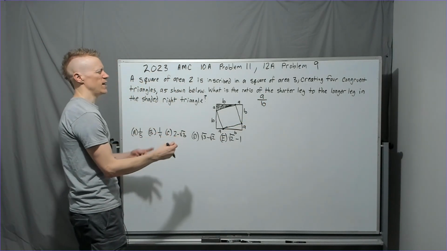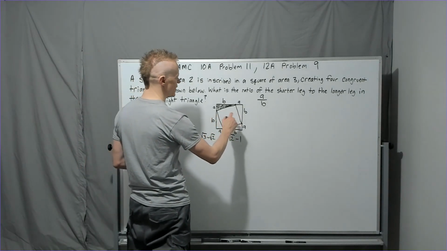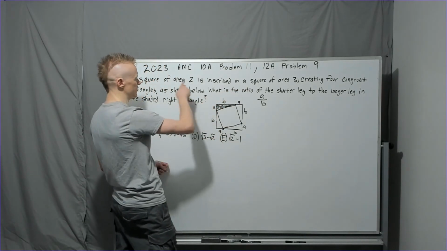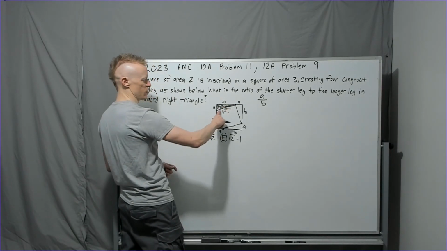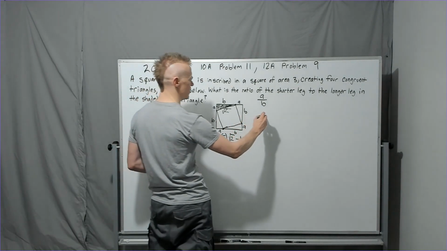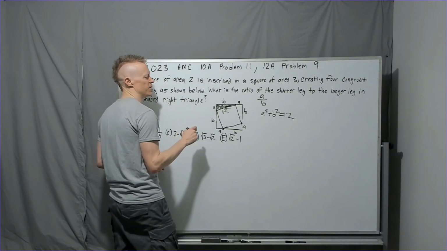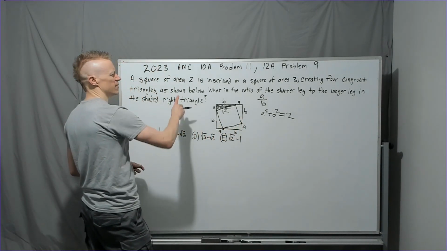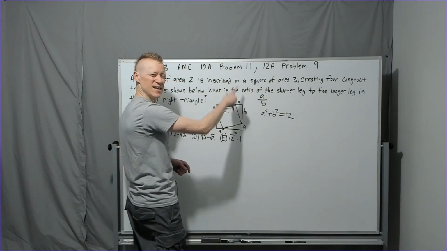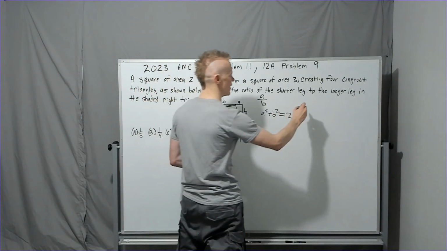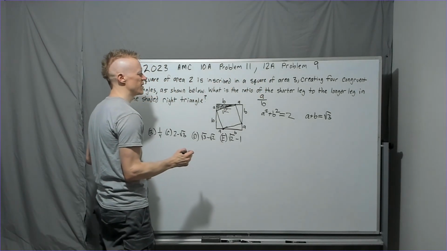Now, there's a number of ways that you can get some equations out of what's going on here. The first thing is that since the area of the inner square is 2, then this must be the square root of 2 on each edge. That would mean that a squared plus b squared is equal to 2 by the Pythagorean theorem. Next, what can we say? The outer one had a square of area 3. That means its side length is the square root of 3. And so we could say that a plus b is the square root of 3.